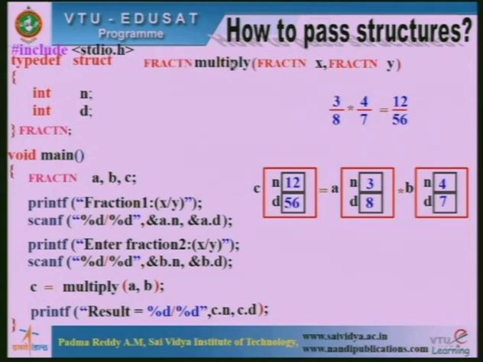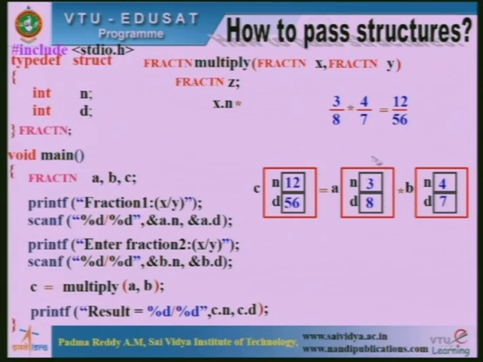Now what does this function multiply have to return? It has to return 12 divided by 56, which is of type fraction only. So here I say the return type is a fraction. Now I use one variable z, which is of type fraction. Now let us multiply these two. Tell me how you get 3 and how you get 4. This will be x.n. This is x. x.n means what? I will get 3. It has to be multiplied with 4. What is 4 here? y.n.